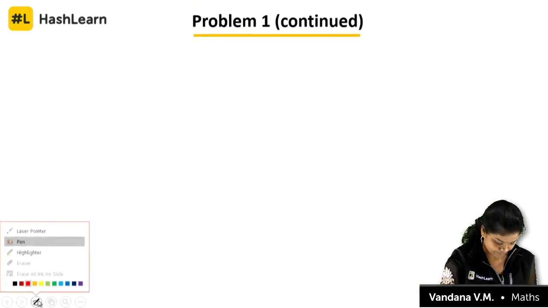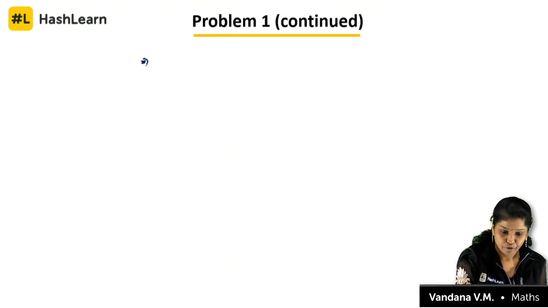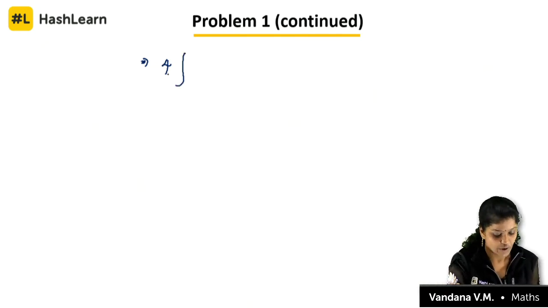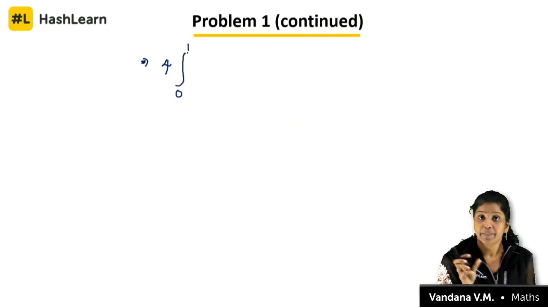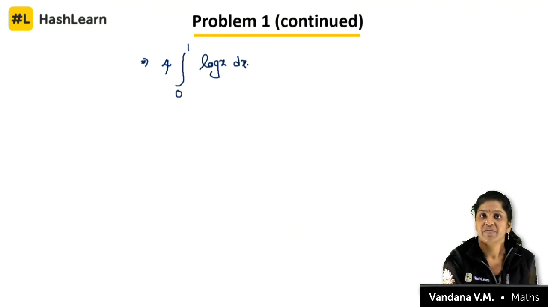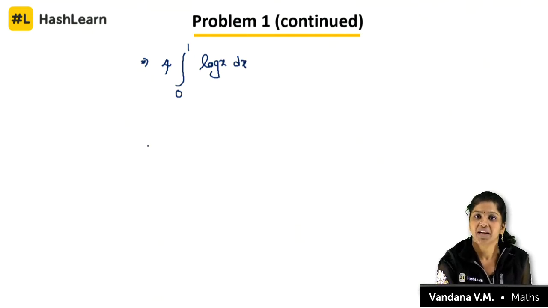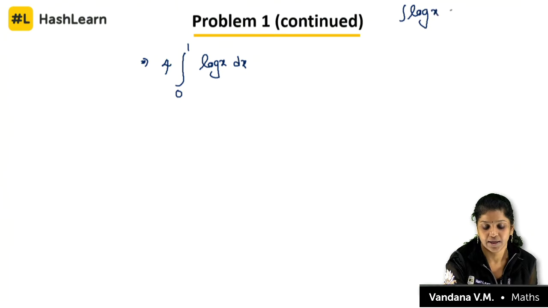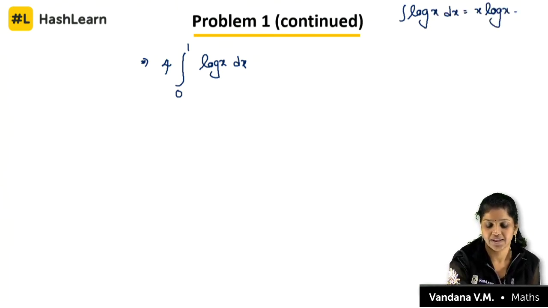Next, 4 into, very good, you understood, 0 to 1. Between 0 to 1, log is positive. So, how am I going to take log x dx? Whenever we don't know the formula, we will use integration by parts. You can use by parts, or we have to learn it for JEE. So, integral log x dx formula is x log x minus x.